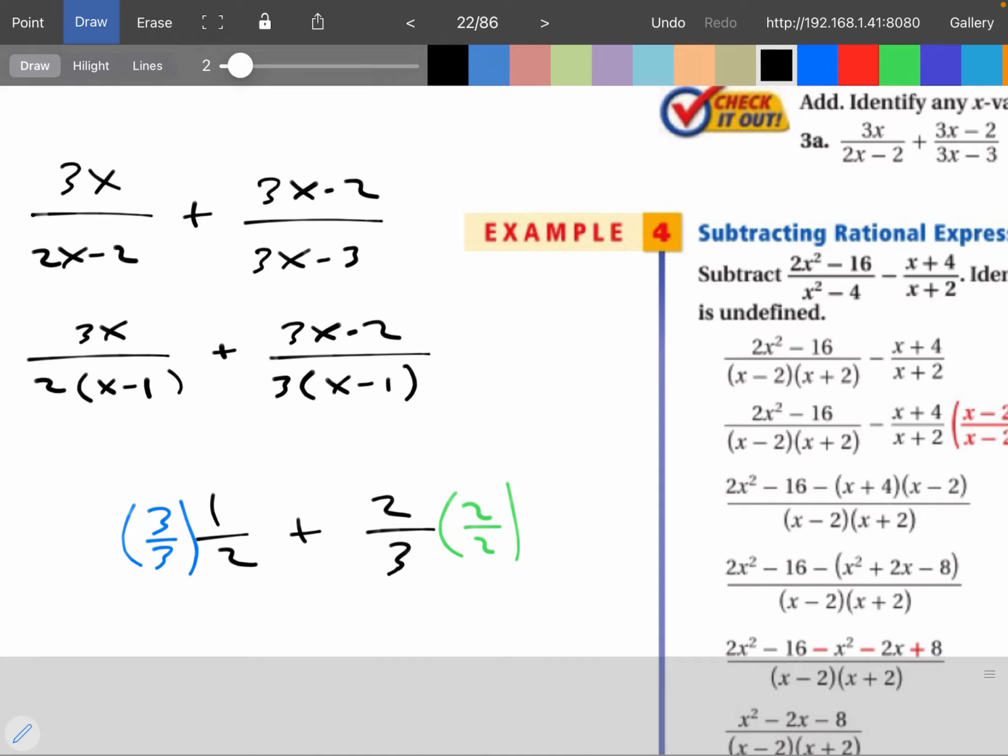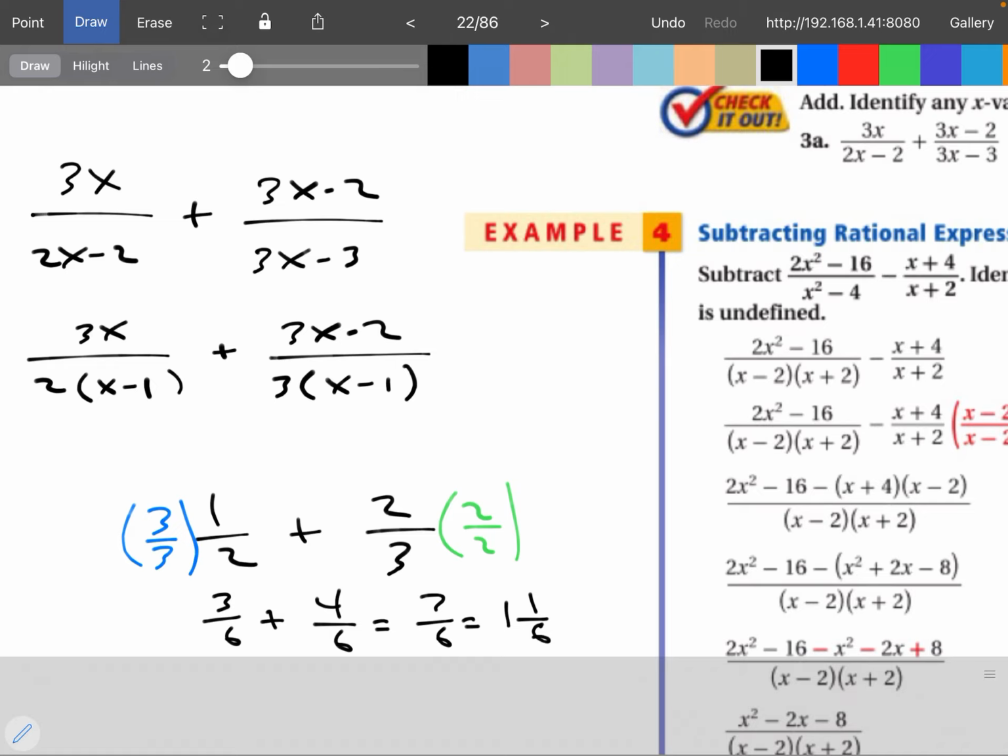So now what would you have? You would have 3 over 6 plus 4 over 6. You'd add your numerators and you'd get 7 over 6, which is 1 and 1/6, right? So we're going to do that same thing, but with the messy algebraic fraction stuff.